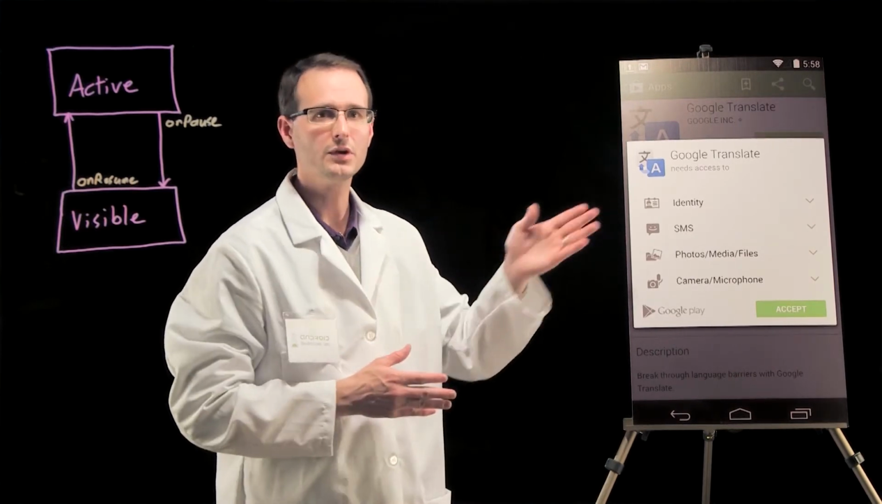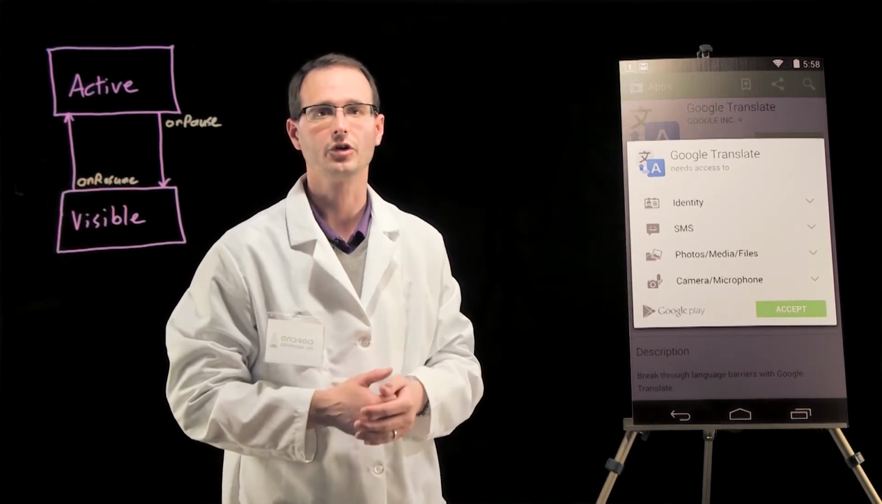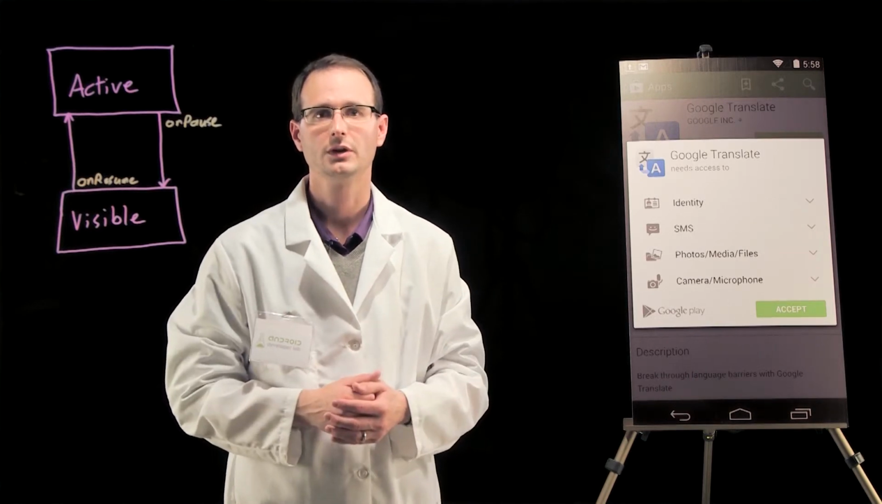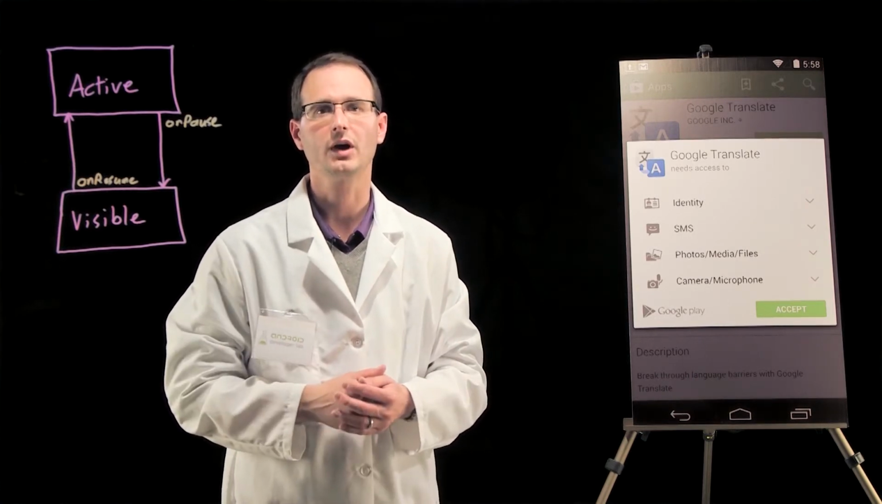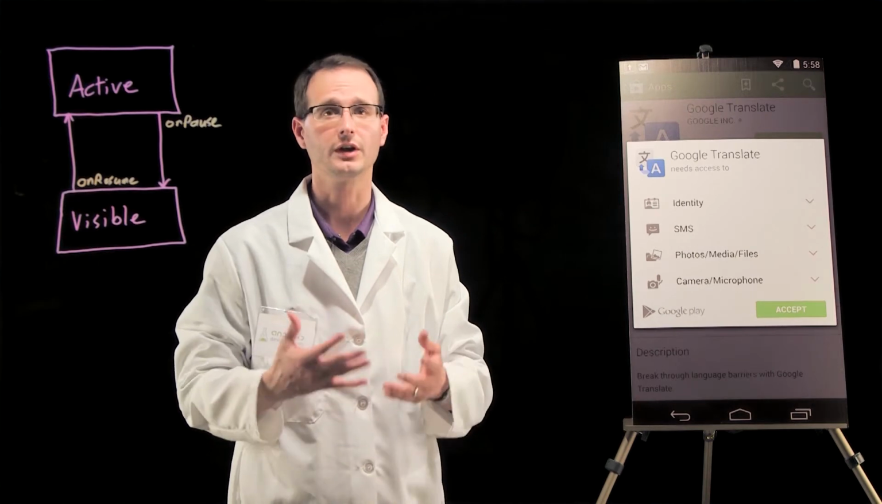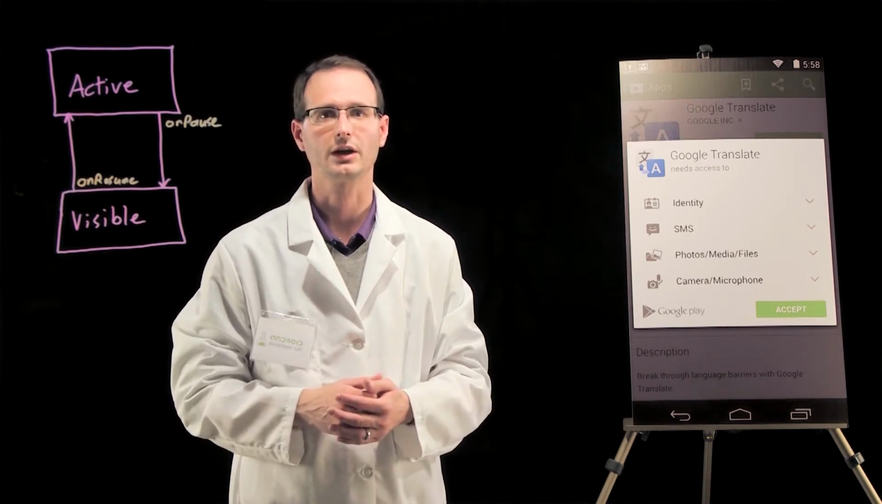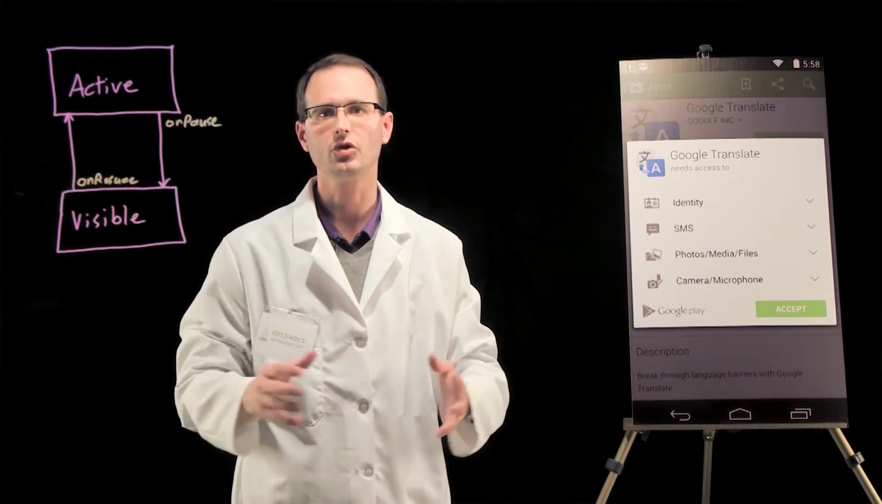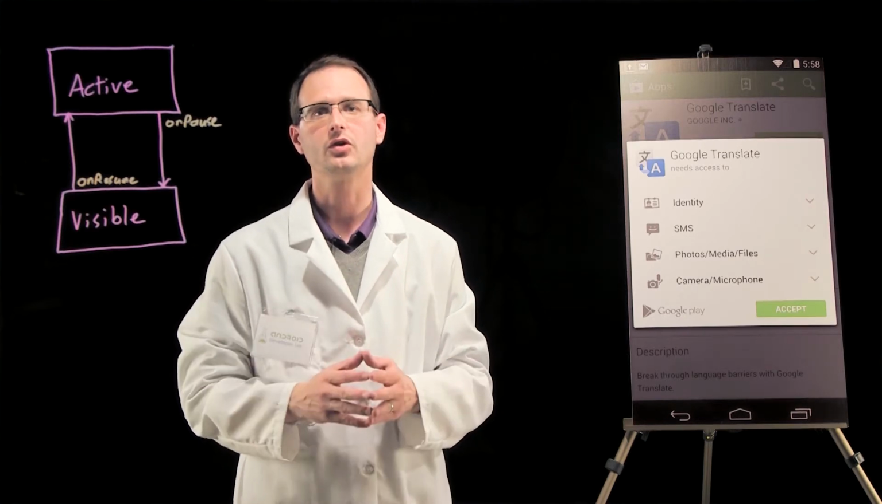You can see here the permissions dialog is displayed in front of Google Play for an app install. Or the same thing happens when you have another activity trying to fulfill an implicit intent and the user needs to make a selection.